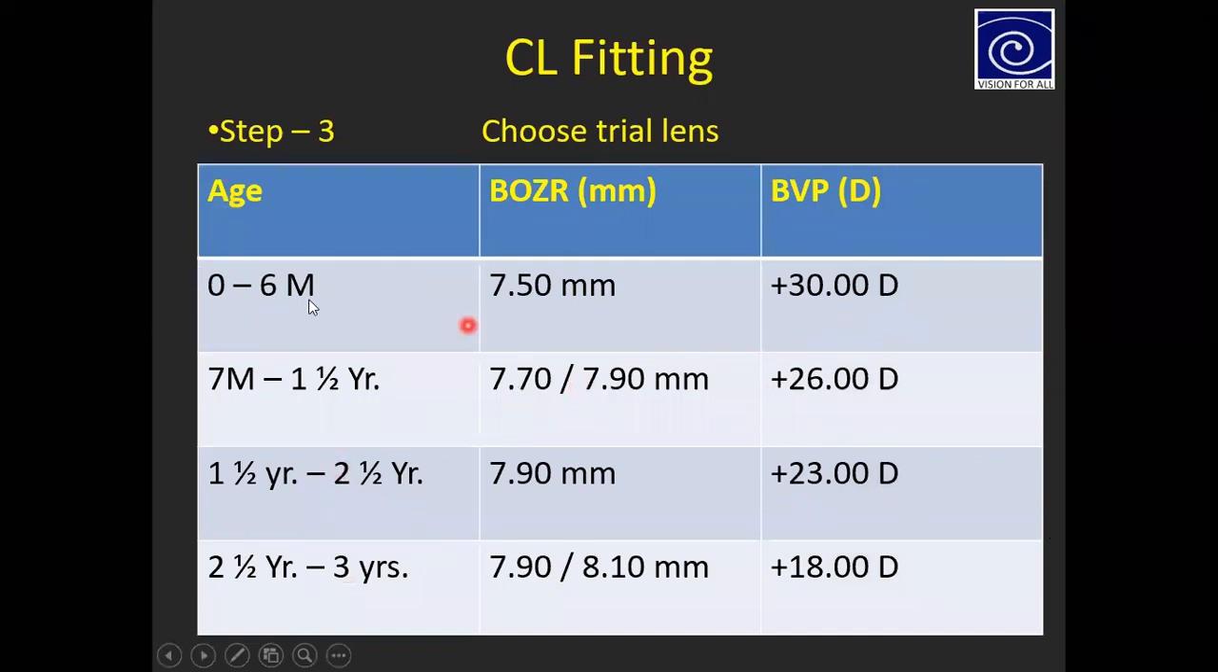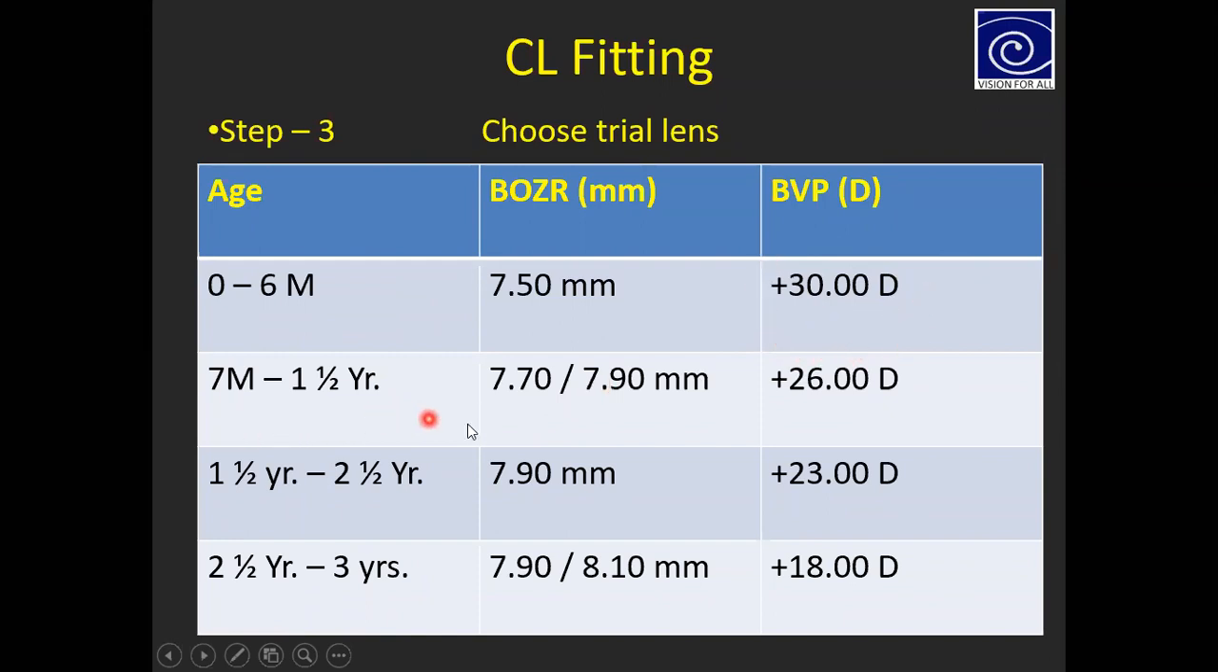So this is the nomogram I was talking about. For 0 to 6 months, if you are not able to perform keratometry, you can use this nomogram. For 0 to 6 months you can comfortably take a base curve of 7.5 mm. And if somehow you're not able to do refraction in these pediatric aphakia patients, you take a contact lens power of plus 30 diopters.